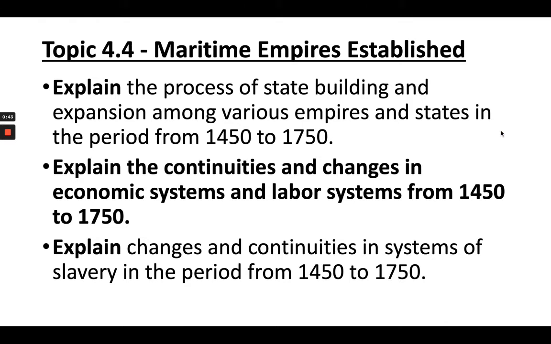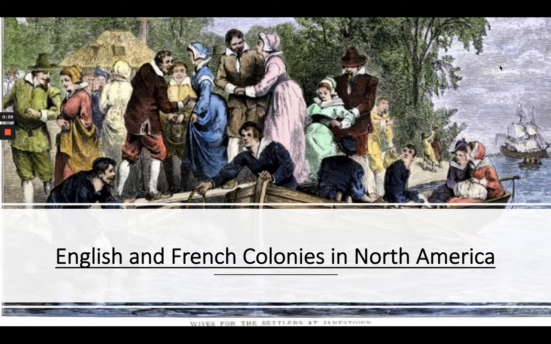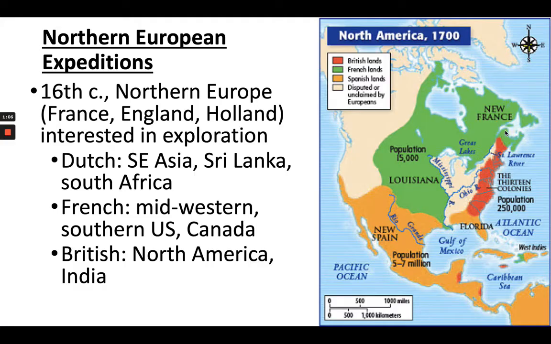So we are still technically in topic 4.4 out of the AP course description, looking at the continuities and changes in economic systems and labor systems from 1450 to 1750. And let's get started with our northern colonies. So we've talked already about the colonies from Spain and from Portugal in South and Central America. Now, let's talk about what's been going on in North America.